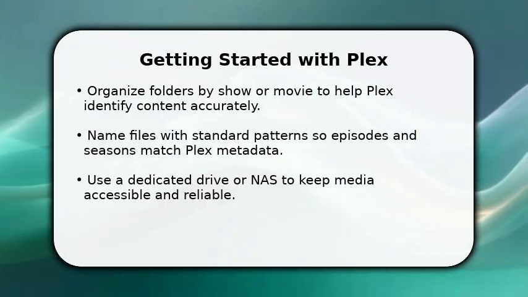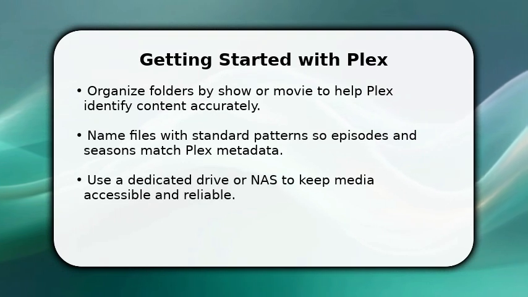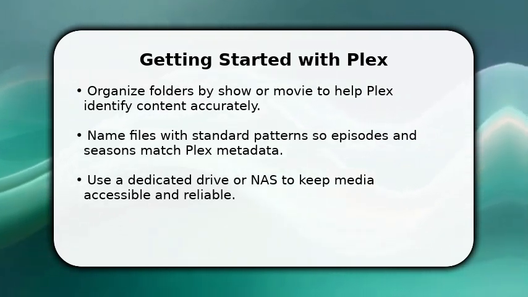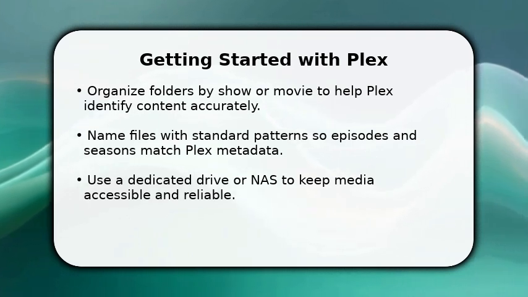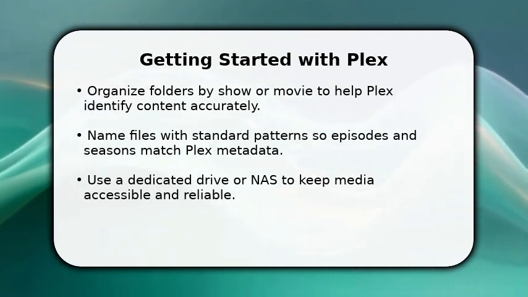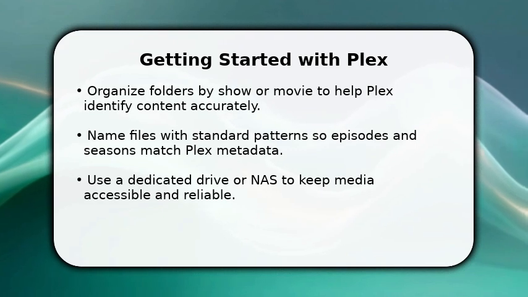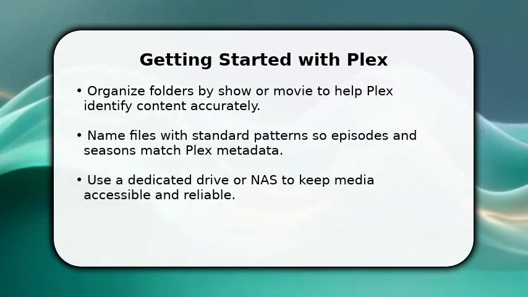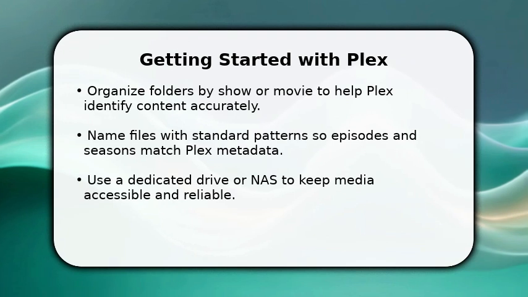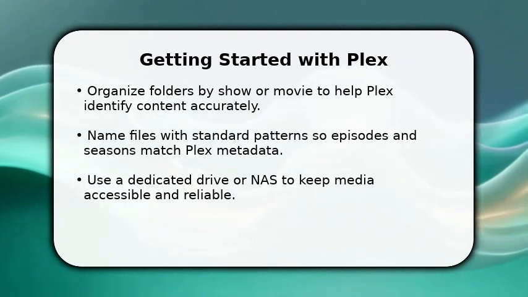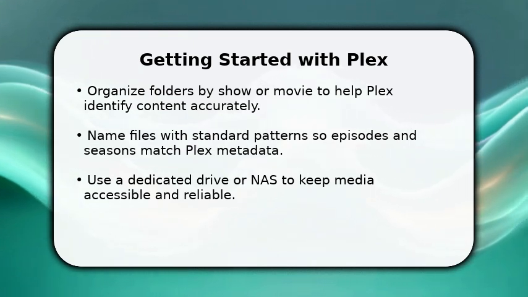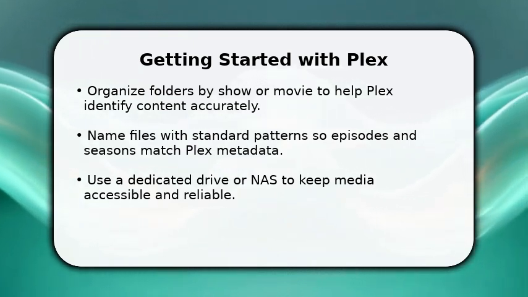In this video, I will explain how to get media for Plex. Start by organizing folders and naming files consistently so Plex detects episodes and movies correctly. Next, set up a dedicated media drive or NAS for reliability and easy access. Finally, install and configure Plex Media Server, add your media libraries, scan them so metadata is retrieved, and enable remote access and appropriate transcoding for your bandwidth.